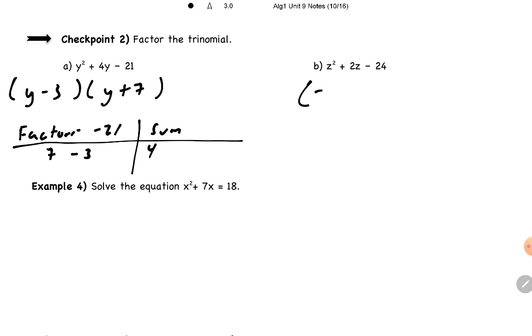So as you're doing these, you can do this part in your head. You don't have to write out this table here. So I'm thinking -6 and +4. Does that work? -6 plus 4 does not equal +2. But what if I change this around? +6 -4. There we go. +6 minus 4, or if we add a -4, that equals +2. And then 6 times -4 is -24.